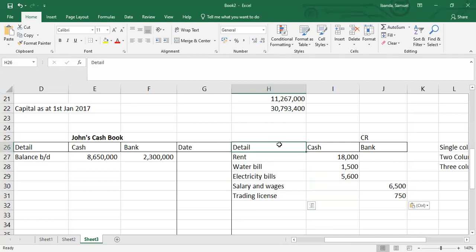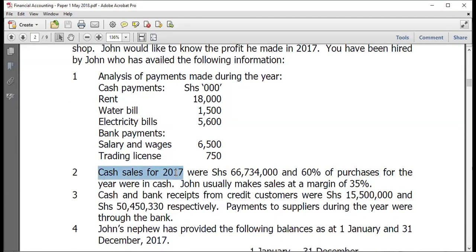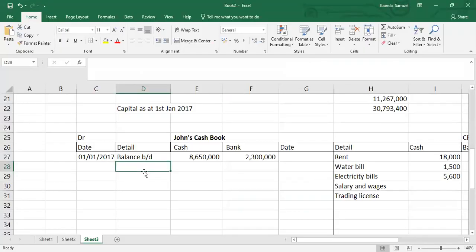Okay, so that is with the payments. I'll now move back to the question down here. So they are telling me of cash sales. They are telling me that the cash sales for 2017 were 66 million, okay? So that is another thing that I should record. I should go and record the 66 million. On which side? On the debit side, okay? Because cash sales increase your cash. So I'll come here under my details, and I'll put cash sales. I record under the column of cash, like that.